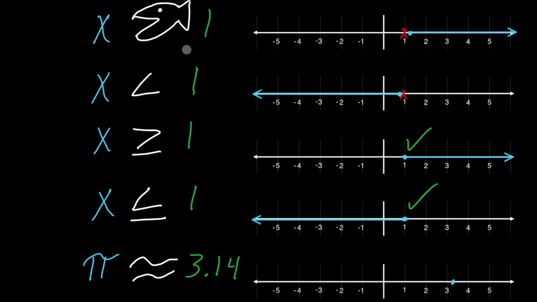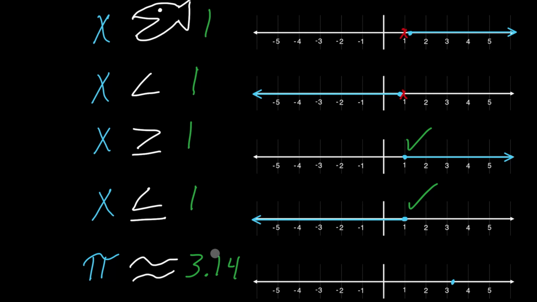X is greater than 1, that means it is not equal to 1, but it can be any number up to infinity. You know, x can equal 5, x can equal 4, it can be 3, but it's not equal to 1. X is less than 1, that means it is not equal to 1, but it can be any number smaller, so it could be negative 5 if you wanted it to be, it could be negative 3, whatever number, as long as it's not 1. X is greater than or equal to 1, that means that x does equal 1, and it can be any number bigger. X is less than or equal to 1, it means x can equal 1 or any number smaller.